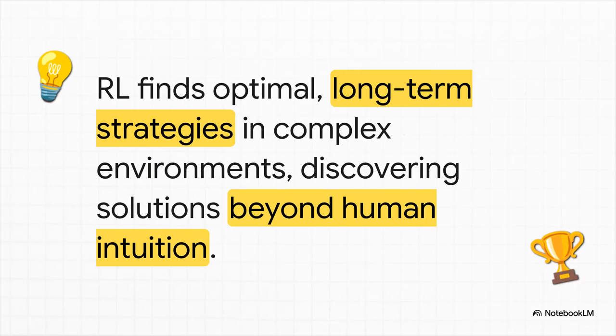So what's the big takeaway from all this? It's that reinforcement learning is at its absolute best in situations that are complex, always changing, and just drowning in data. It's an expert at finding these incredible long-term strategies that a human might never even think of. It's not just about making the best move right now, it's about making the move that leads to the best possible outcome way down the line.